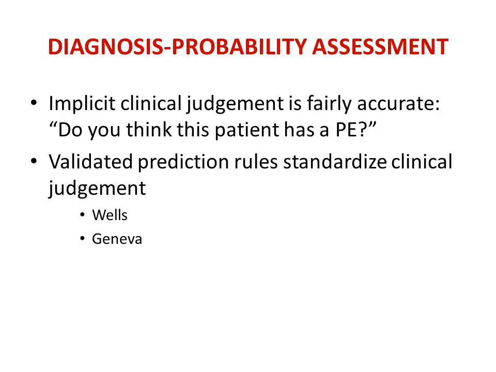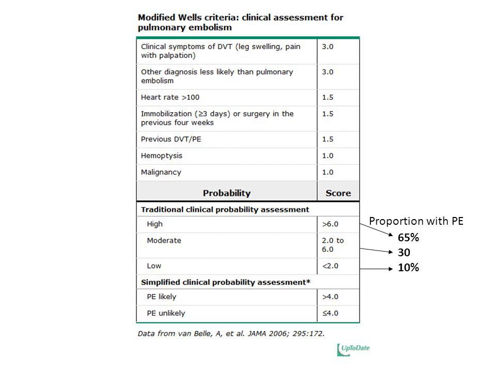Diagnosis: probability assessment. Implicit clinical judgment is fairly accurate. Do you think this patient has a PE? Validated prediction rules standardize clinical judgment: Wells, Geneva. Proportion with PE: 65%, 30%, 10%.